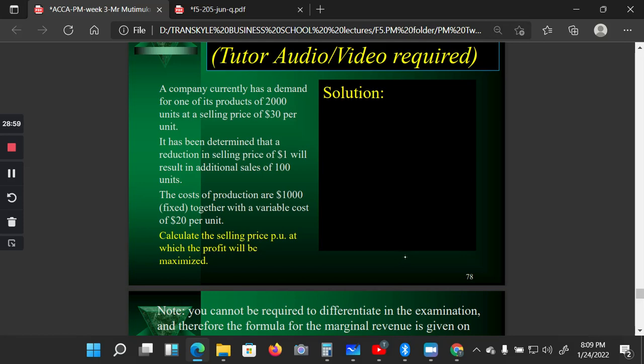A company currently has a demand for one of its products of 2,000 units at a selling price of $30 per unit. It has been determined that a reduction in selling price of $1 will result in additional sales of 100 units. The cost of production are 1,000 fixed, together with a variable cost of $20 per unit.